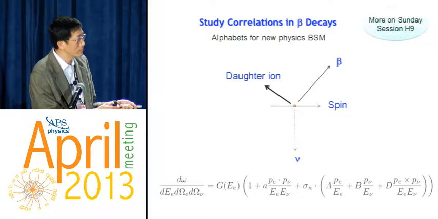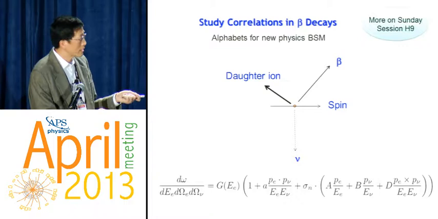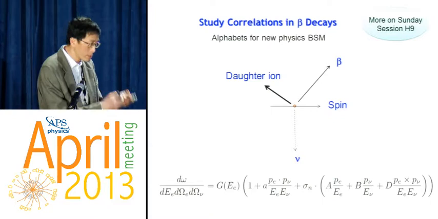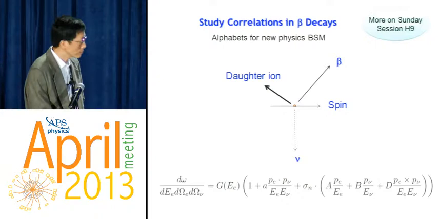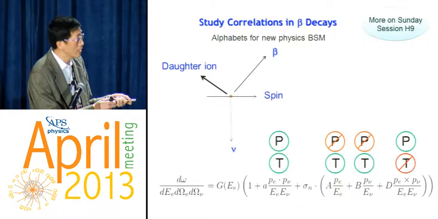So these alphabets have been used to search for physics beyond the standard model. And Stuart, throughout his career, studied these alphabets, and in his view, by performing precision measurements, he may find a clue to physics beyond the standard model. Interestingly, these different terms have different fundamental symmetry properties. The beta-neutrino correlations respect both parity and time-reversal symmetry. The triple correlation violates T, but preserves parity.